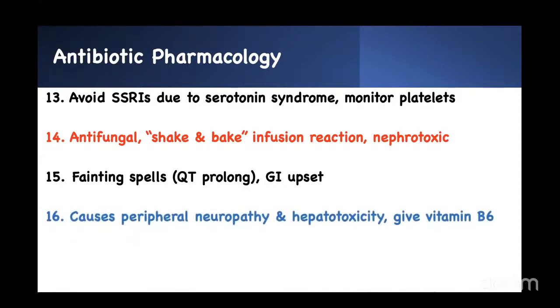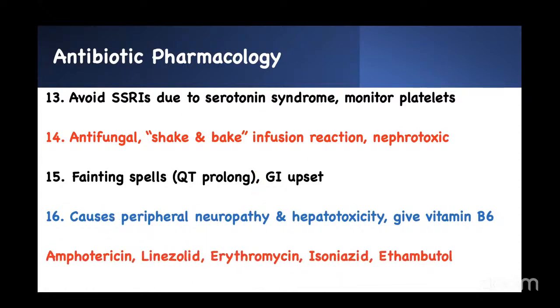And this one causes peripheral neuropathy. It affects your liver. You have to give the patient vitamin B6. It's a TB medication, right? Does that come to your mind? If you're able to put 4 answers down without looking at the answers, trust me, you're golden, right?